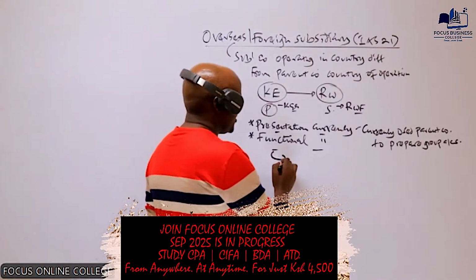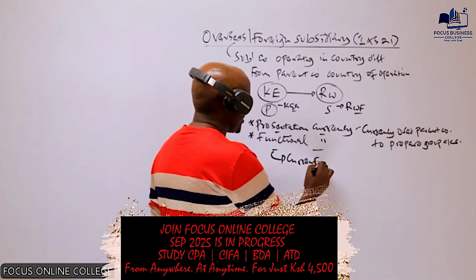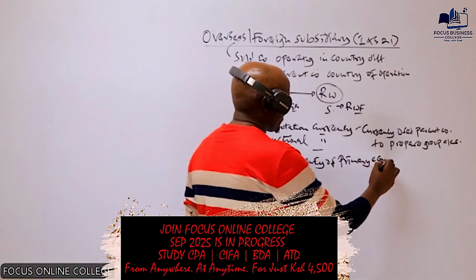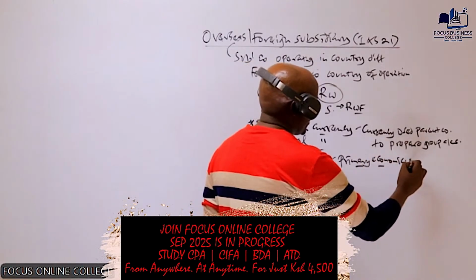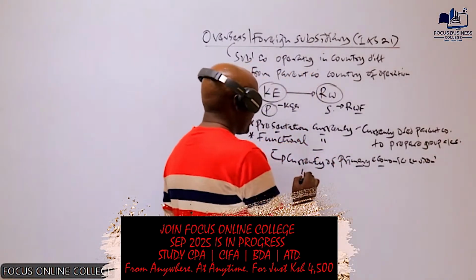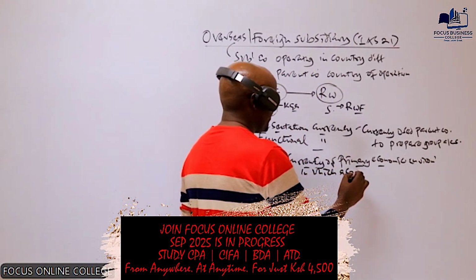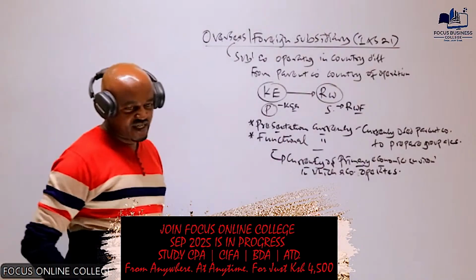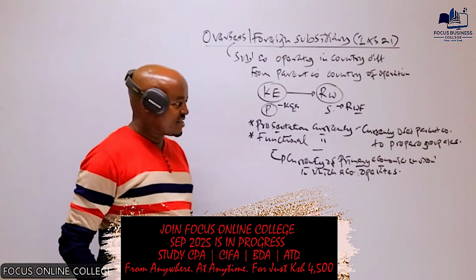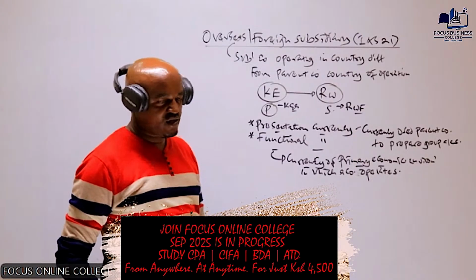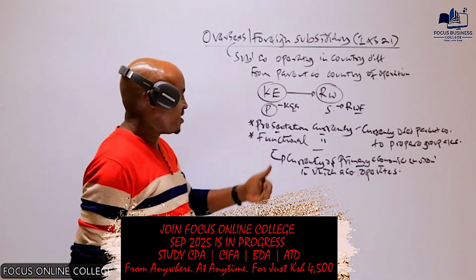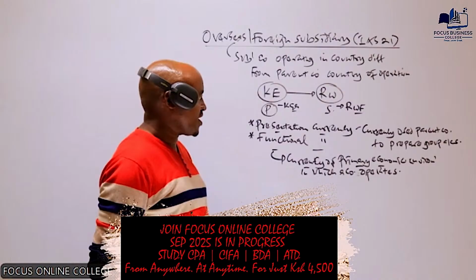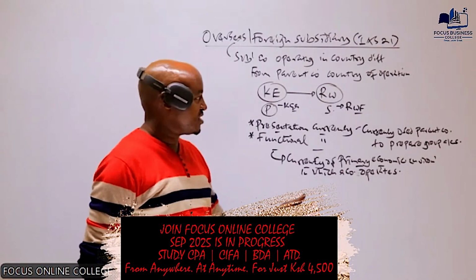The functional currency is basically the currency of the primary economic environment in which a company operates. So basically that is the local currency of the country in which the company operates. So if the parent company is operating in Kenya, the functional currency is Kenyan shillings. If the subsidiary is operating in Rwanda, the functional currency or the local currency for that country is Rwandan franc.